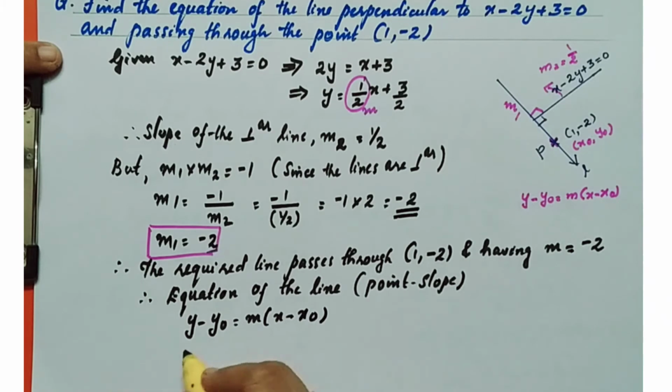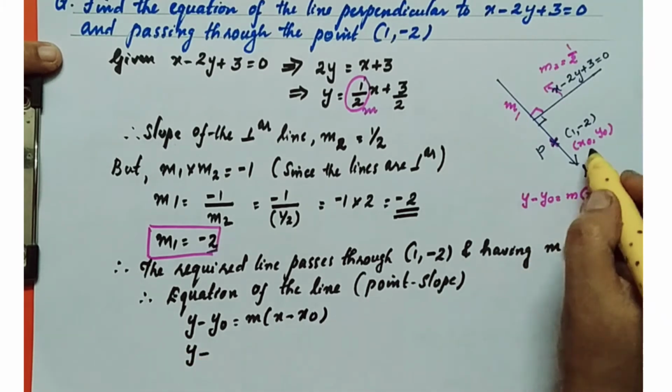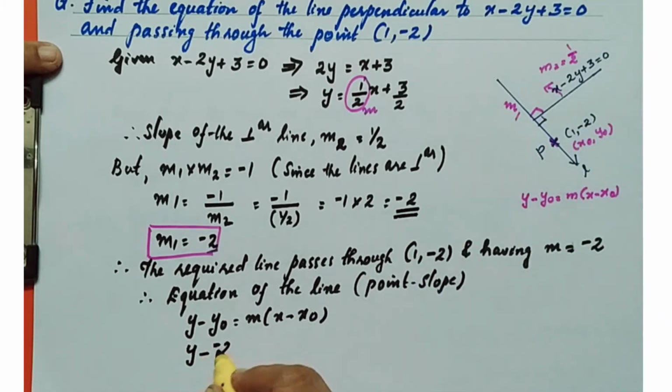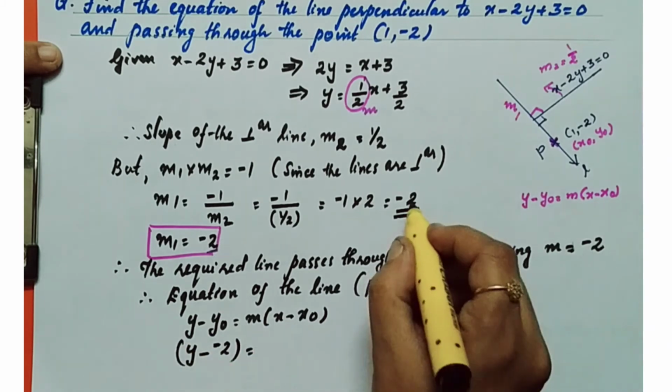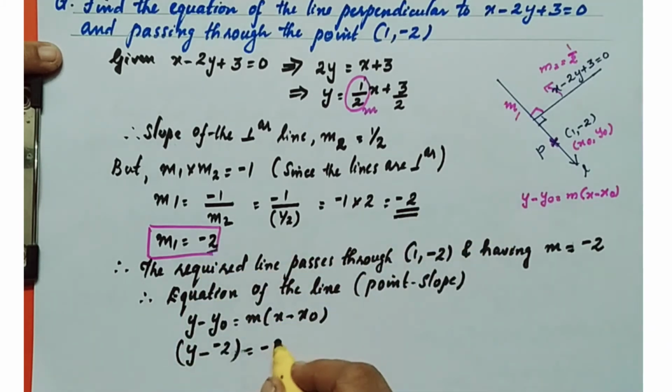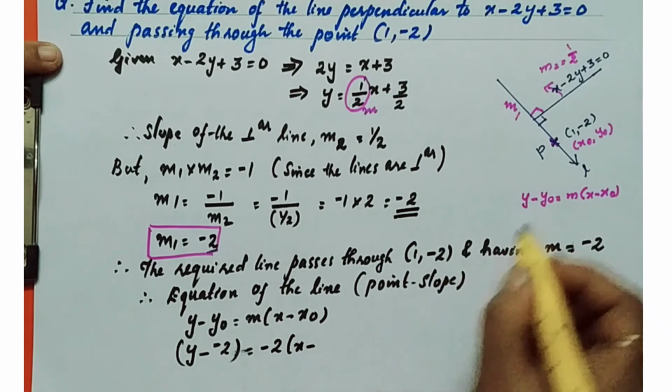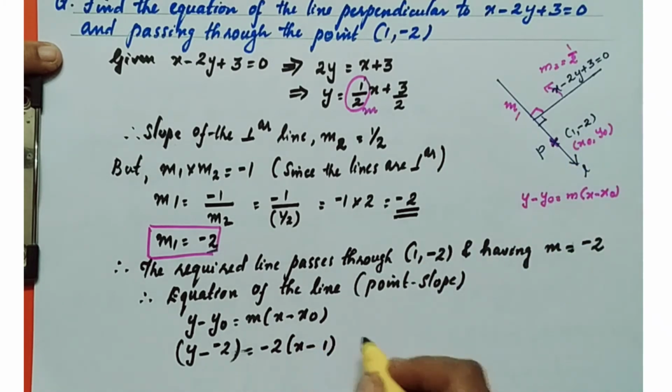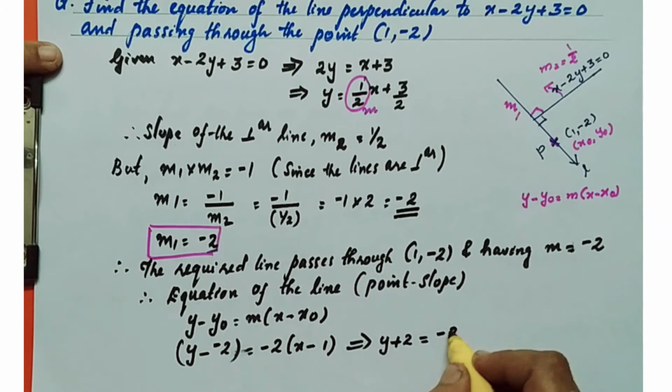Substituting the values you get y minus, what is the value of y naught? y naught is minus 2, equals the slope m. What is the slope m? Minus 2, into x minus the value of x naught, which is 1. Arranging, you get y minus minus 2, y plus 2 equals minus 2x plus 2.